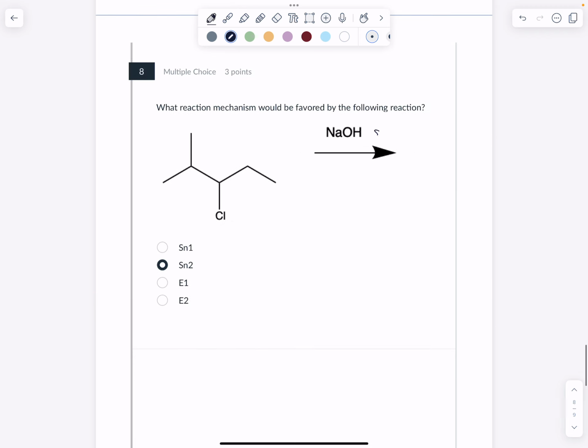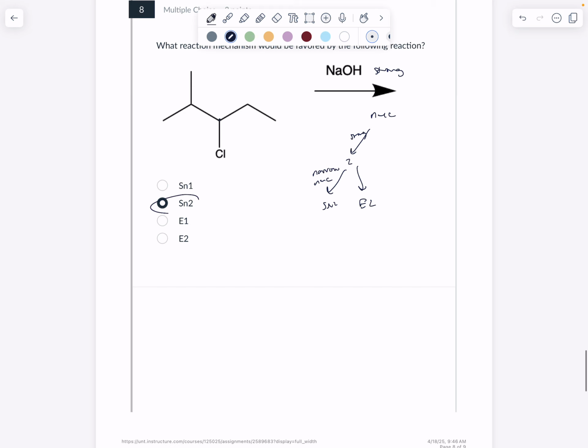The next one, this is a strong nucleophile, but we don't have heat, and it's a secondary leaving group. So if I'm looking at my nucleophile, it's strong, so SN2 or E2. And we don't have heat, and this is a narrow nucleophile, so that makes me think it's going to favor SN2.